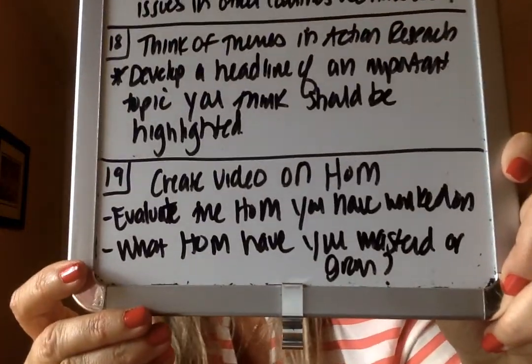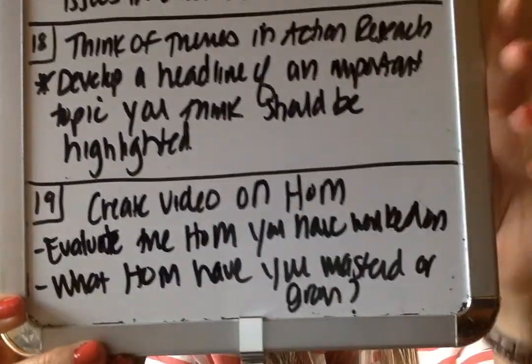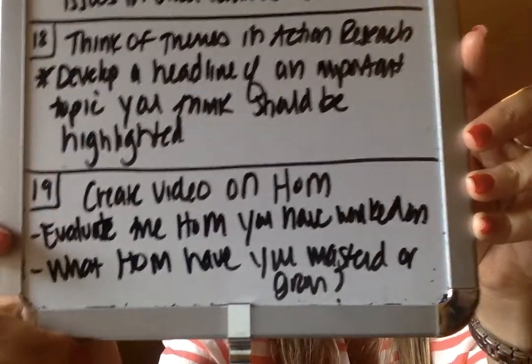Lastly, assignment 19 is your final assignment other than your family literacy issue presentation. So what you're going to do is you're going to do a final reflection on the habits of mind. So you're going to make a video. I know it says video everywhere, but that's incorrect. You're going to use YouTube.